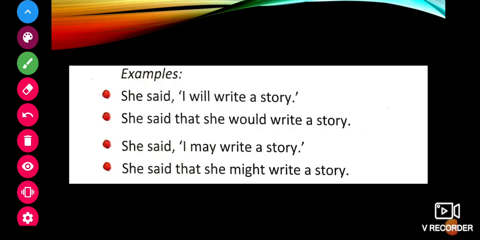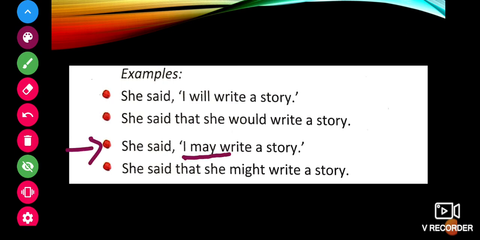Let us look at some examples. She said, I will write a letter. Here, will changes to would. Also note the change in pronoun. Here, I has changed to she. Also, we have added a word, that. Now, we can add that, and in some sentences, we can even omit it. So, we don't have to use that in all the sentences. Using that is not necessary.